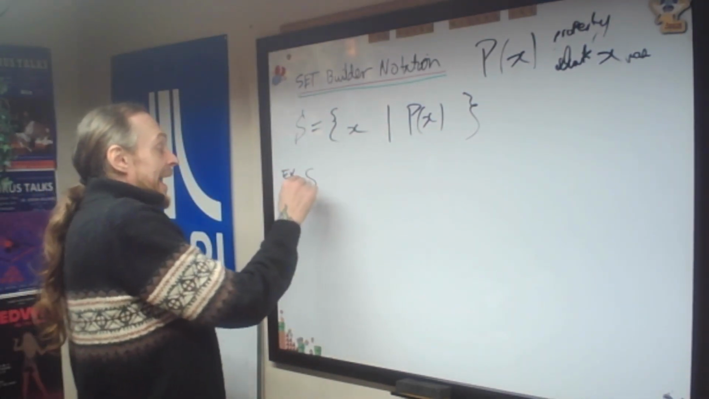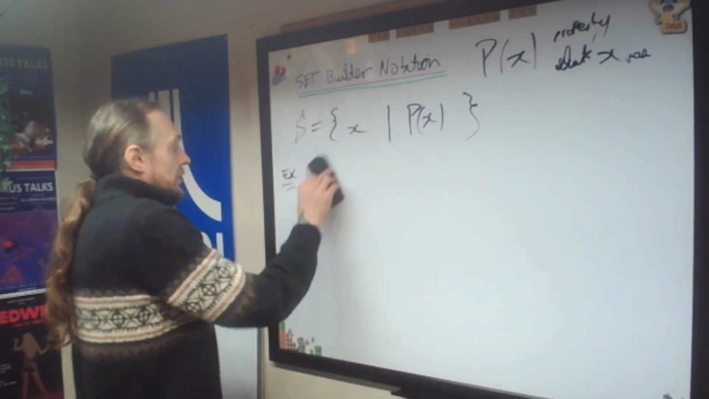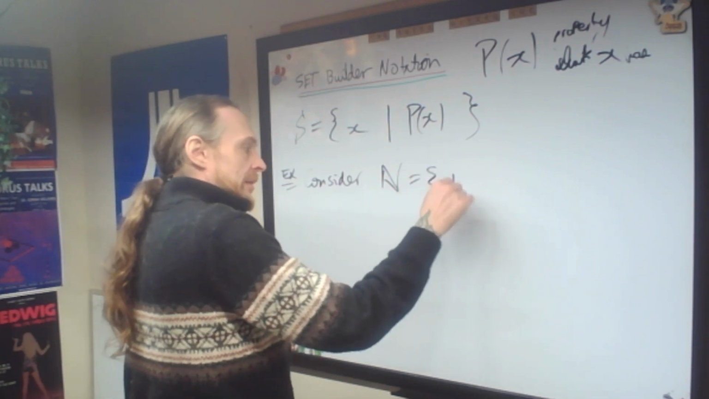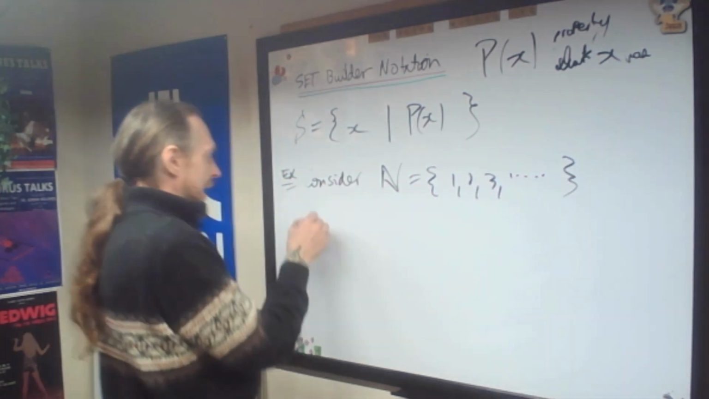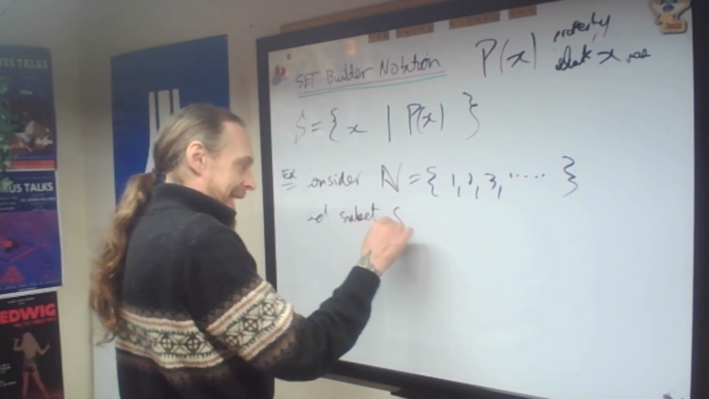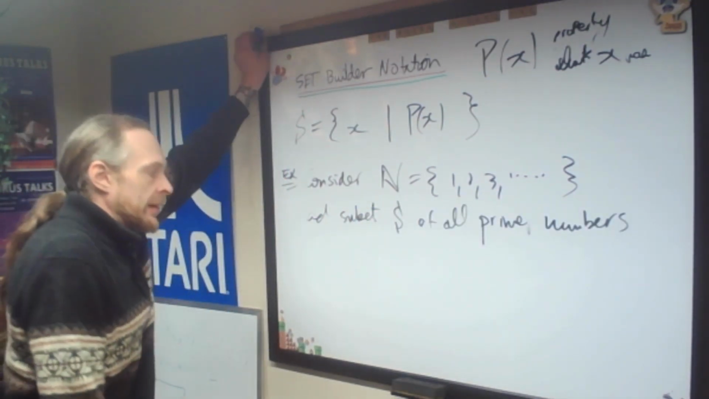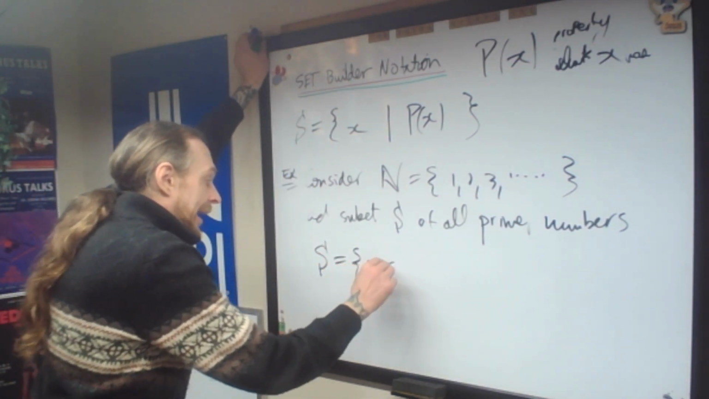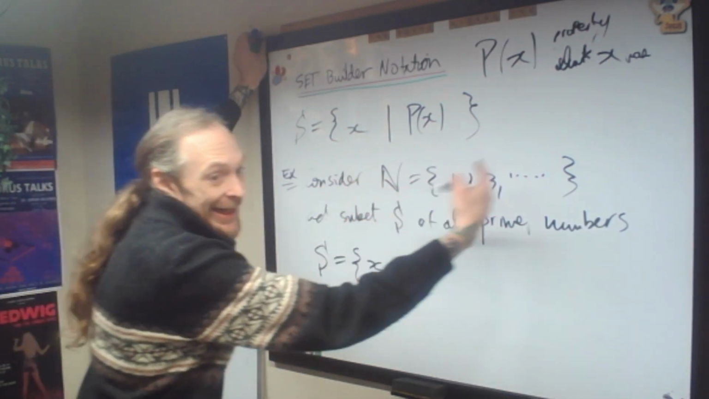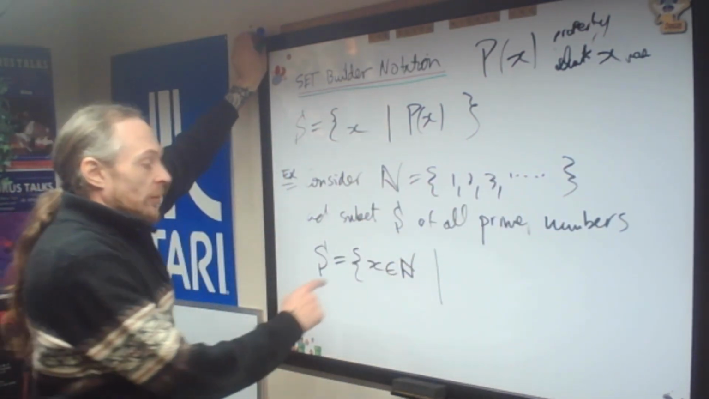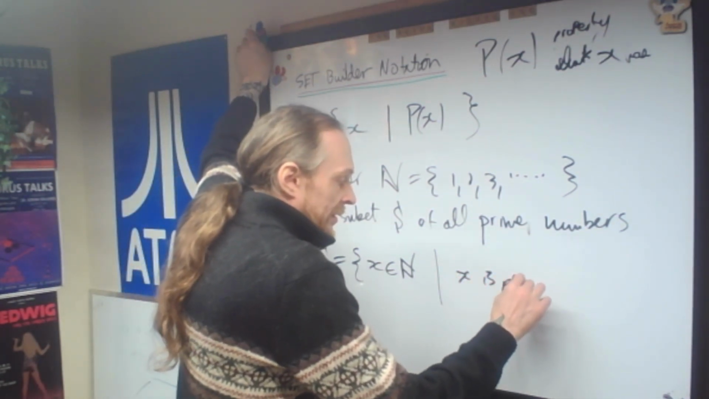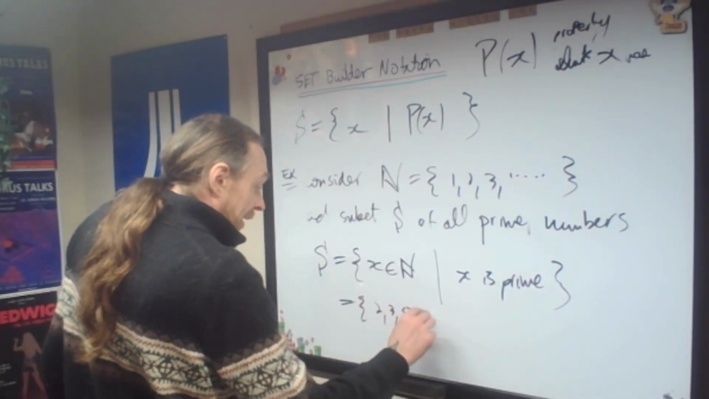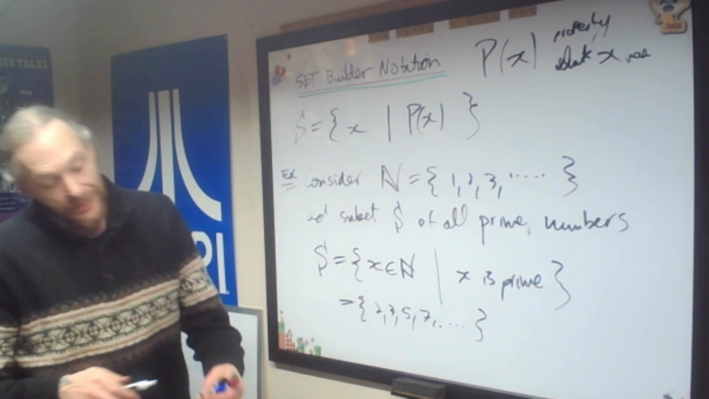Immediately, example: let S equal, or consider N, the whole set of numbers, and the subset S. So what do I want with that? How I'm going to write that in set builder notation is S will be equal to numbers that are positive integers, they're in here, such that, and what do I have? x is prime, the property that it has. What will that be specifically? S will be 2, 3, 5, 7. We don't know yet. So there you go.